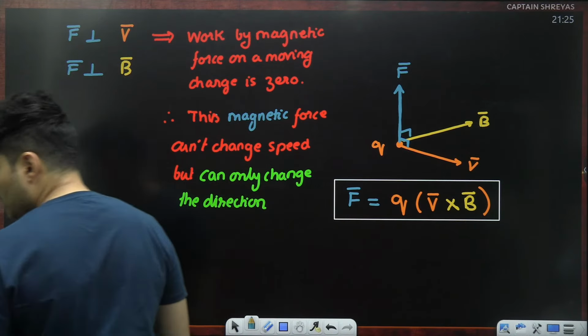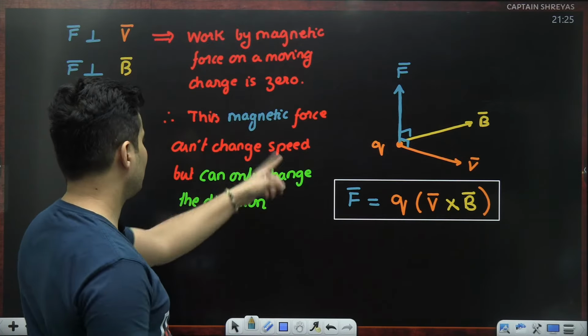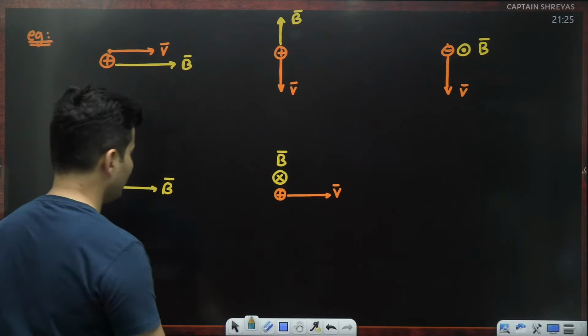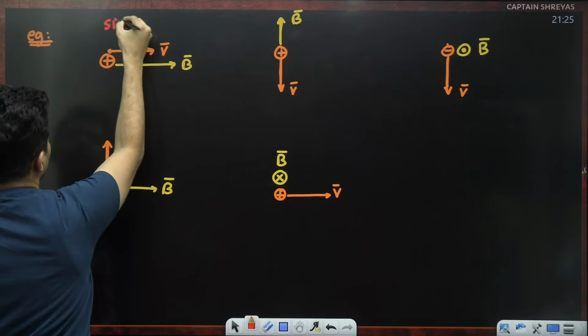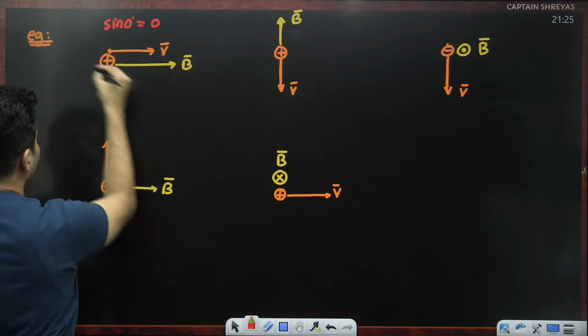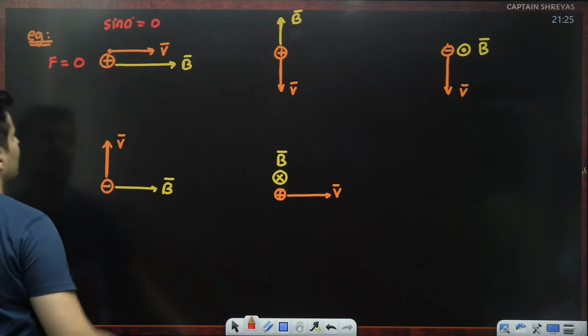Yeah, kinetic energy will be constant, Ibrahim, if only magnetic forces are there, because it can't change the speed. That means speed is constant, no work is done. In the first case, can you see that theta is 0? So sine of 0 degrees is a big fat 0. They are parallel. So hence the force will not be even there in this case.